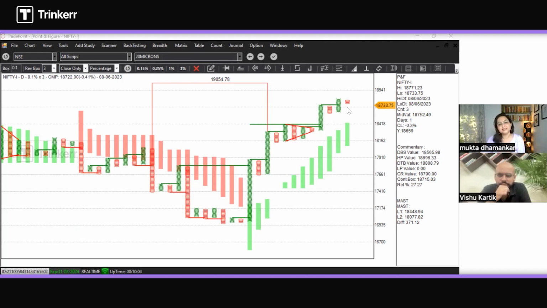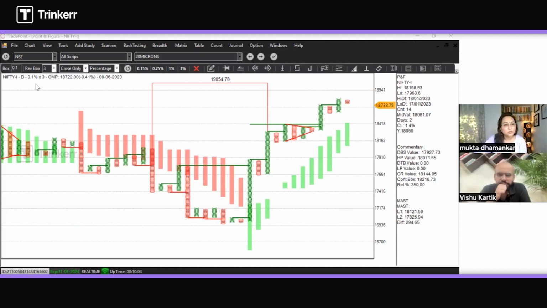Right? So simply every continuation box in the column of X, or whichever column you are in, gets printed after every 0.1% move. In case of Nifty, we use the 0.1% box. In case of Bank Nifty, we use a little bigger box size. For stocks, we use a different box size. But there is a set rule as to which box size to be used for particular indices and for the cash stocks.